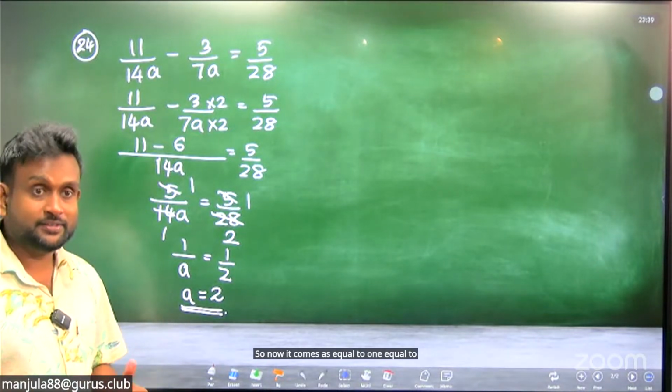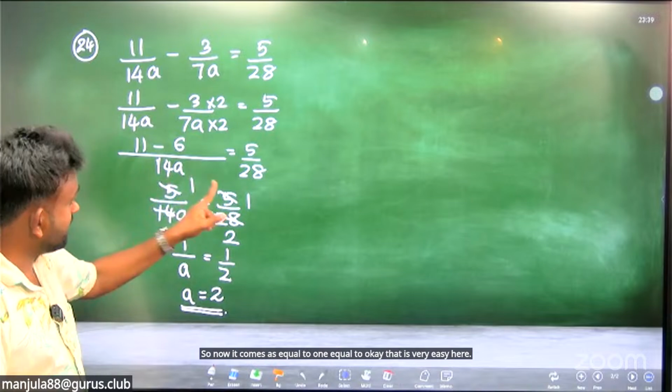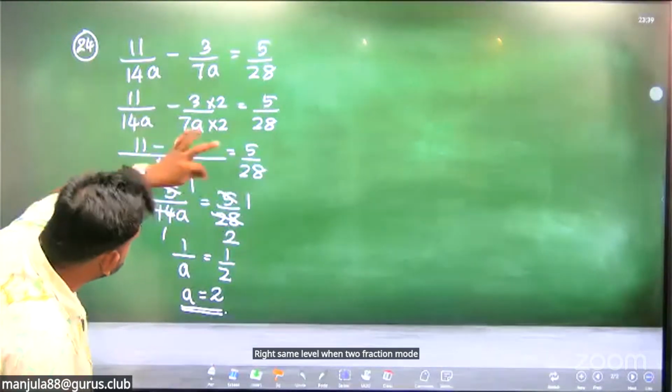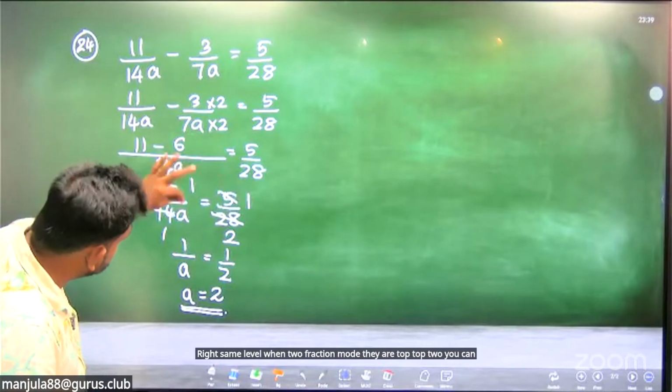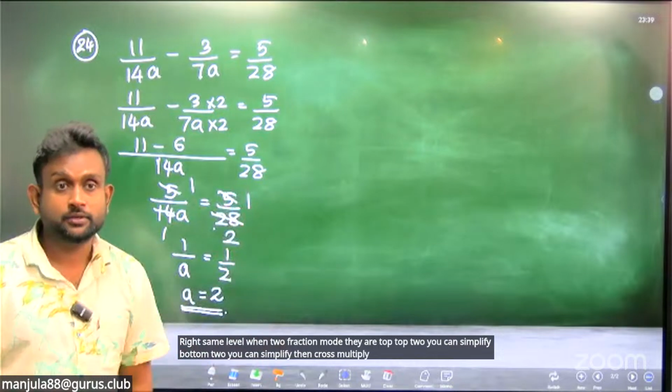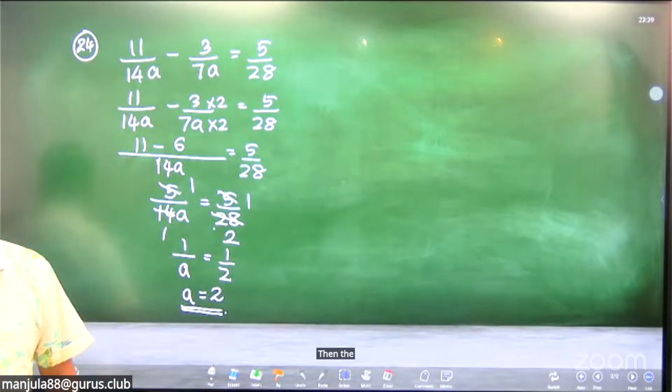Okay, that is very easy here. Right, when two fractions are at the same level, the tops you can simplify, the bottoms you can simplify. Then cross multiply the remaining things. Then the question is simplified.